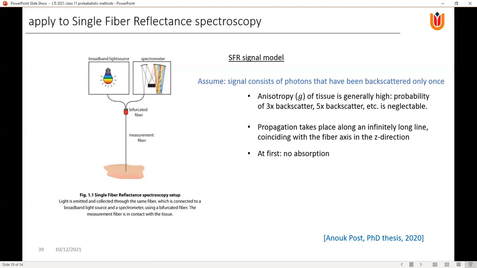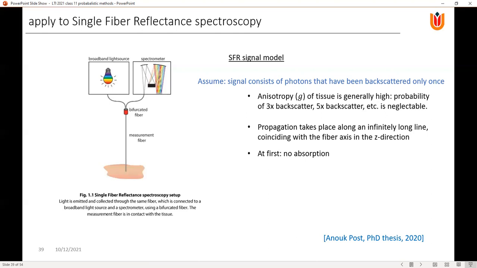Because of that high anisotropy that is usually there, these likelihoods are increasingly less. So 3 times backscattering is already very likely, and 5 times even. So in that model, what that means is that the propagation takes place along, let's say, an infinitely long line placed along the fiber direction. So it's a true simplification of the model, but that is what we're going to work with.